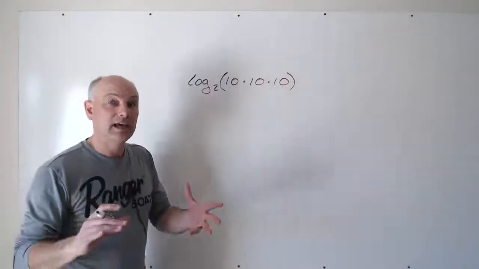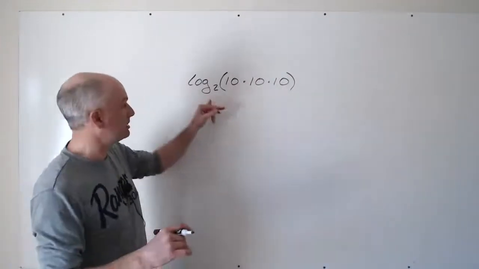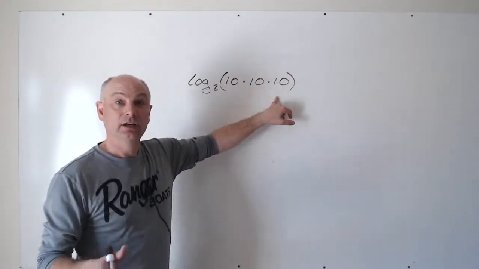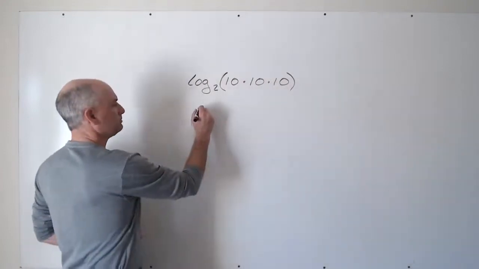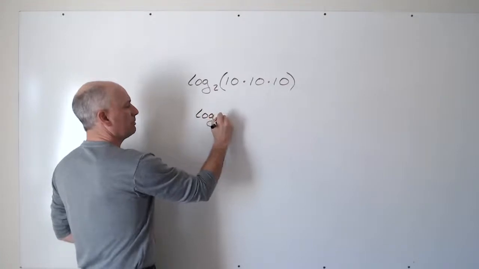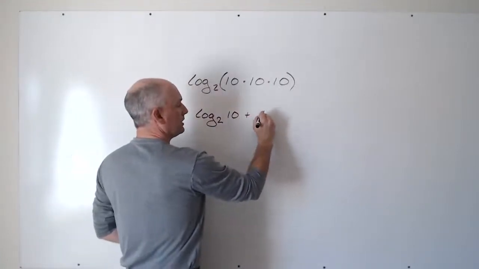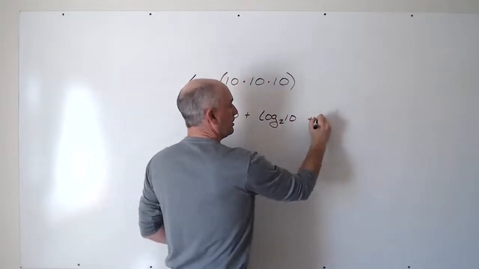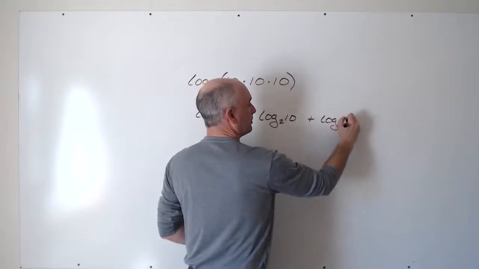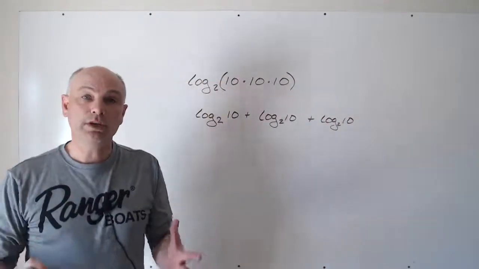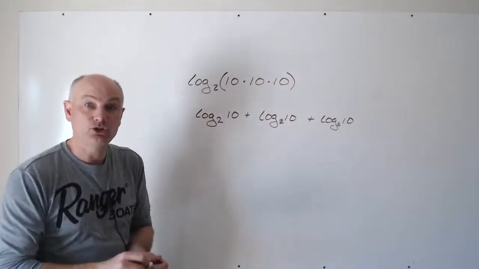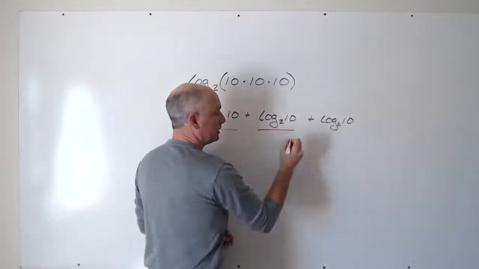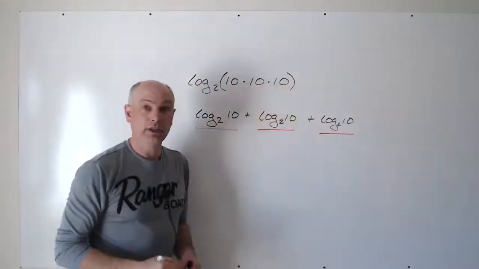Recall from the previous assignment, you were working with the product property that says that if you had a log of a product, you could write it as an addition of logarithms. Now think about that for a moment. So that would say log base 2 of 10 plus another log base 2 of 10 plus another log base 2 of 10. Now notice how many of those log base 2 of 10s do you have? You've got one here, you have another one here, and another one there.